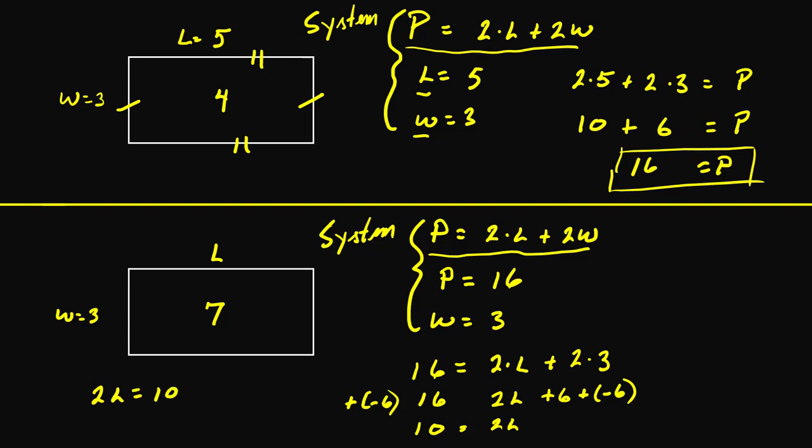This is a multiplication. To solve that multiplication, we're going to multiply by the multiplicative inverse, or the reciprocal of this number, which is 1/2. Multiply both sides by 1/2. The reason we multiply by the reciprocal is to get a 1 on this side, and then 10 divided by 2 equals 2 times 5 divided by 2. The 2's cancel out, and we're left with L equals 5.